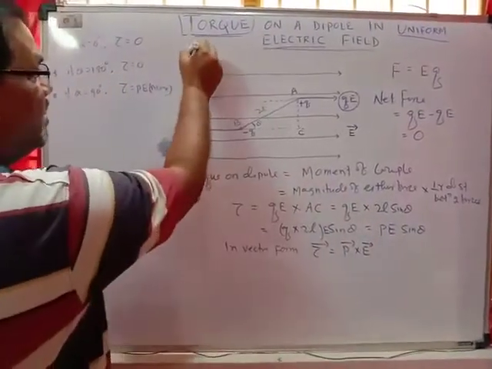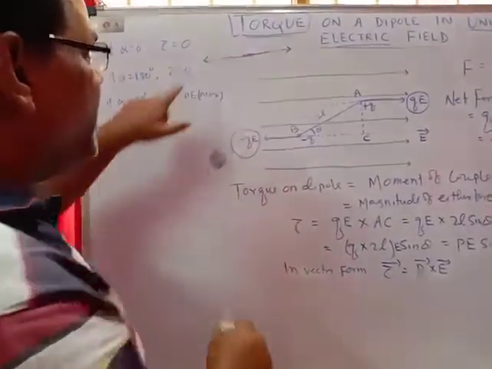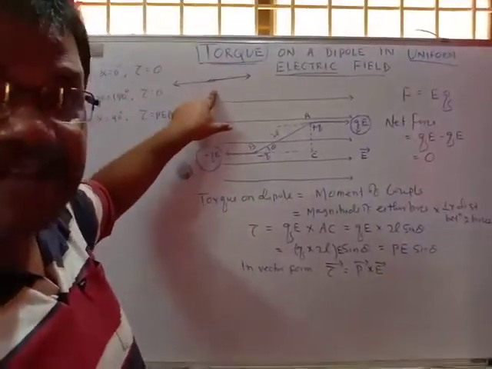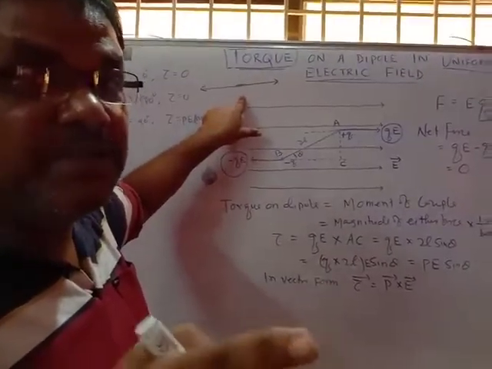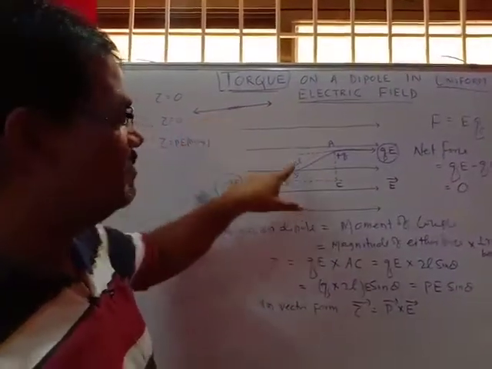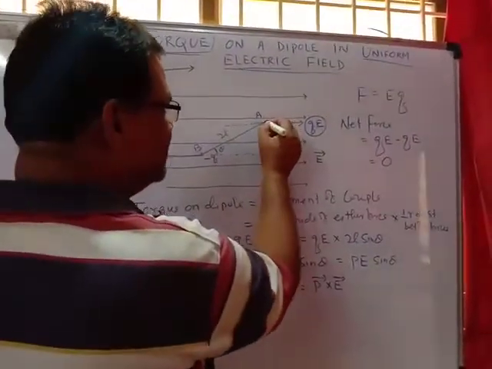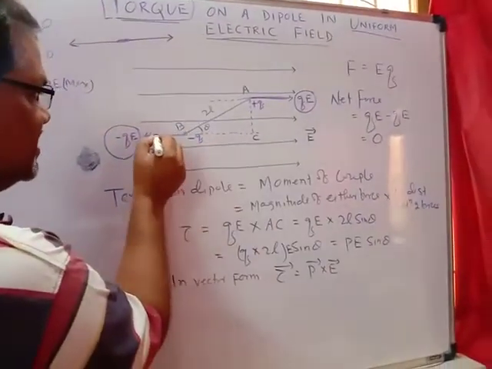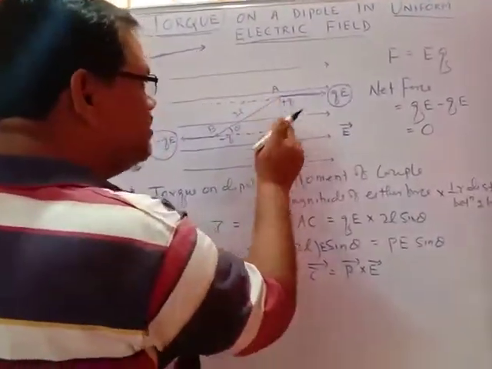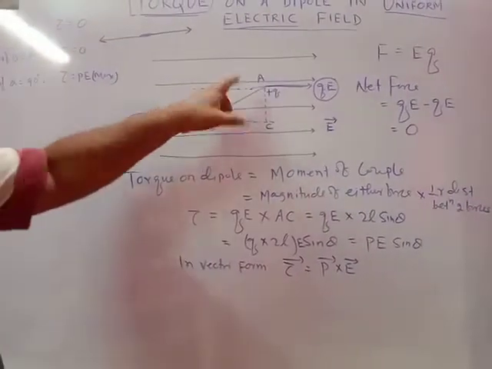For example, if the object is here, one force is acting along this direction and another force along the other direction. If both are equal in magnitude and oppositely directed, but acting along the same line of action, the net force on it will be 0 and the net torque also will be 0, because both are acting along the same line of action. But here both forces are not acting along the same line of action. Q is acting along this way and minus Q is acting along this way. This is the line of action of this force and this is the line of action of that force. Since they are not along the same line of action, the torque will act on it.